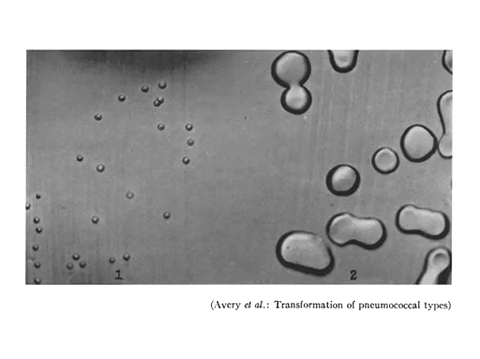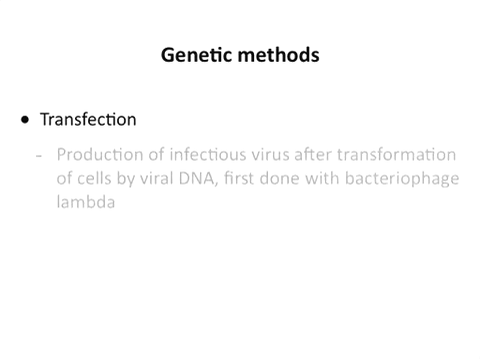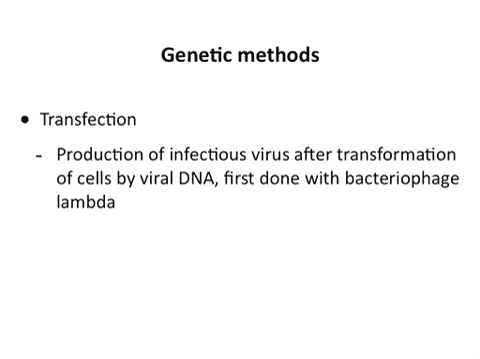So here's what they did. They had pneumococci on an agar plate, two different colony morphologies, and they could turn this one into this one by putting DNA of this one into this one. So they called it transformation of pneumococcal types, and that became DNA-mediated transformation. We have another word that is now being used to describe this called transfection. Transfection is the production of infectious virus after DNA-mediated transformation of cells by viral DNA. This was first done with bacteriophage lambda.